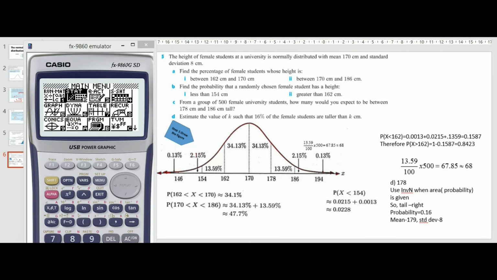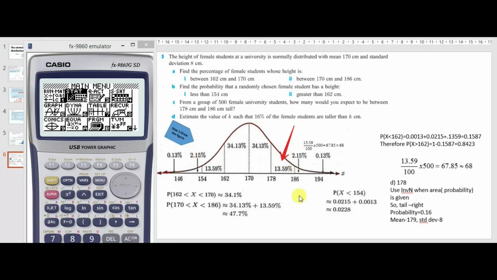Okay, let's look at question number C now, 5C. For a group of 500 female university students, how many would you expect to be between 178 and 186 centimeters tall? So they're asking you the number now. Let's look at the percentage. 178 to 186 is this area, which means 13.59% of the population will qualify.